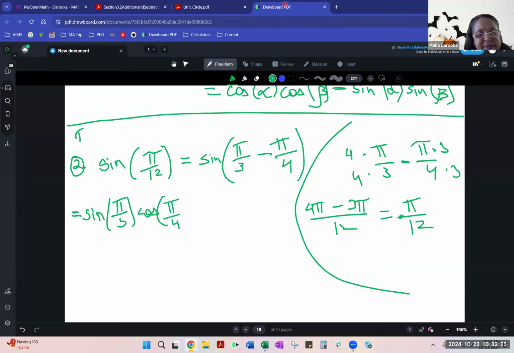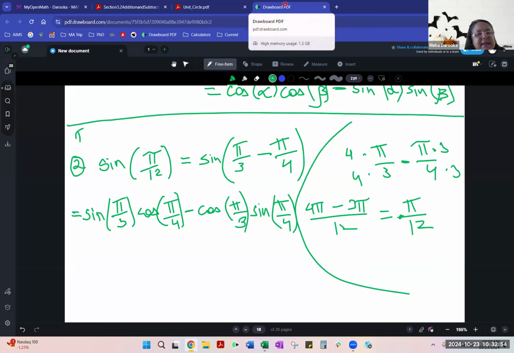And then keeping the same sign, this will be minus, and then you start out again with reverse, right? So now you will do cosine of alpha, so cosine of pi over 3. And then of course sine of beta, so pi over 4. So go ahead and simplify that, and let me see what your exact value for this guy is coming out to be.